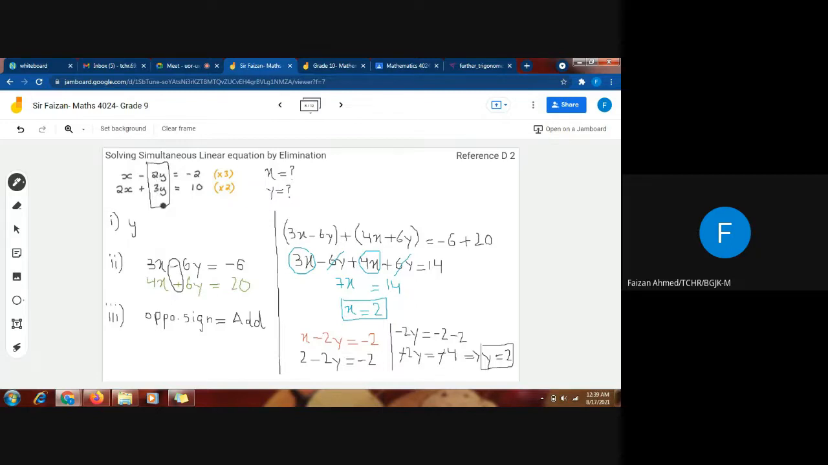And how will I do that? I will just swap the coefficients. In equation number 2, the coefficient of y is 3. So I will multiply equation number 1 by 3. In equation number 1, the coefficient of y is 2. So I will multiply equation number 2 by 2. This is the method of making the same coefficient. You just swap the coefficients.